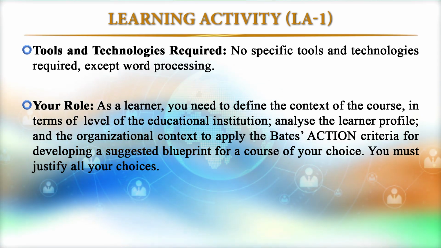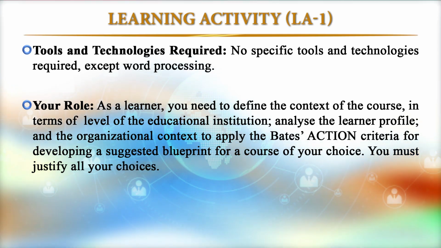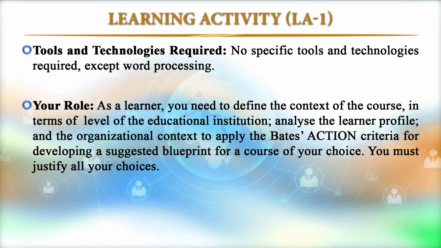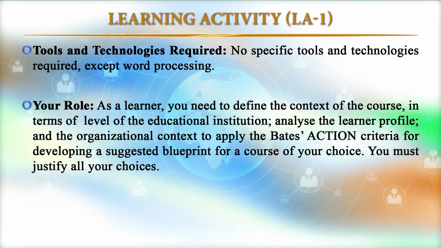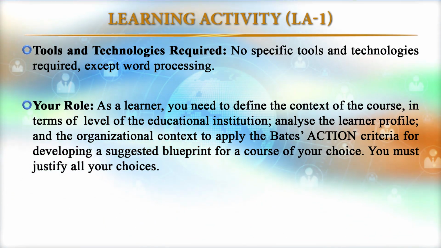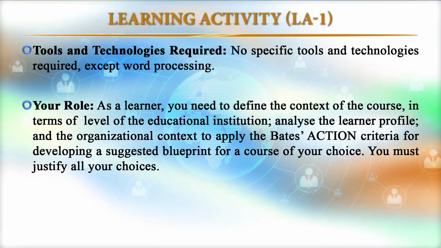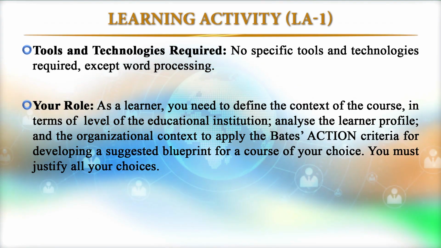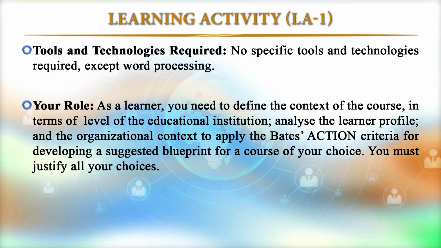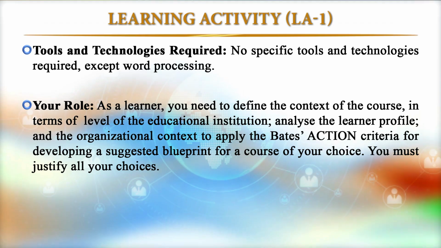You analyze the learner profile and the organizational context to apply the BAT action criteria, that is the criteria explained in the course material, for developing a suggested blueprint for a course of your choice. You must justify all your choices: why you have selected them, what your learner profile is, and how you are preparing the content for this activity.